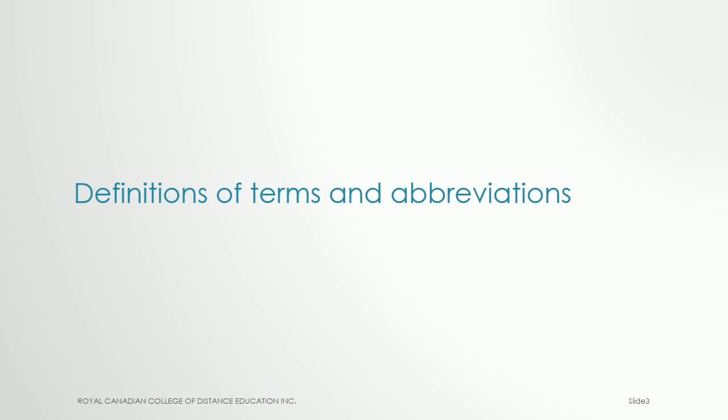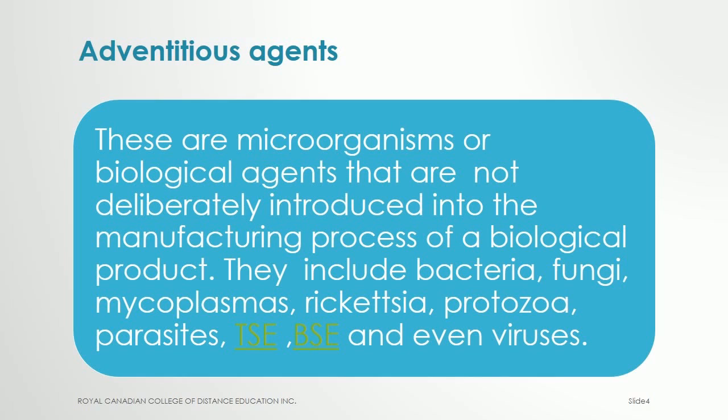Definitions of terms and abbreviations. In this section we will define a few technical terms that are found later in this slide presentation. Adventitious agents. These are microorganisms or biological agents that are not deliberately introduced into the manufacturing process of a biological product. They include bacteria, fungi, mycoplasmas, rickettsia, protozoa, parasites, TSE, BSE, and even viruses.